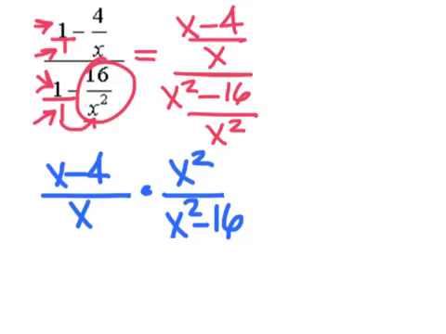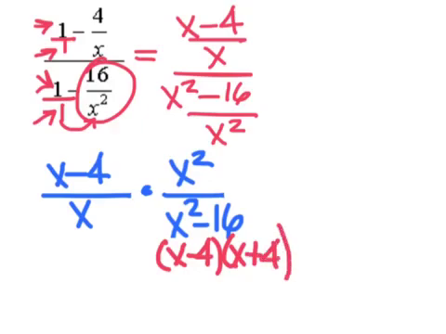Okay, what's the difference of two squares? Anytime I have two squares and a difference like this, here's the difference, there's a square, x squared minus 16 factors into x minus 4 times x plus 4. And now what can I cancel out? And be left with just an x plus 4 there.